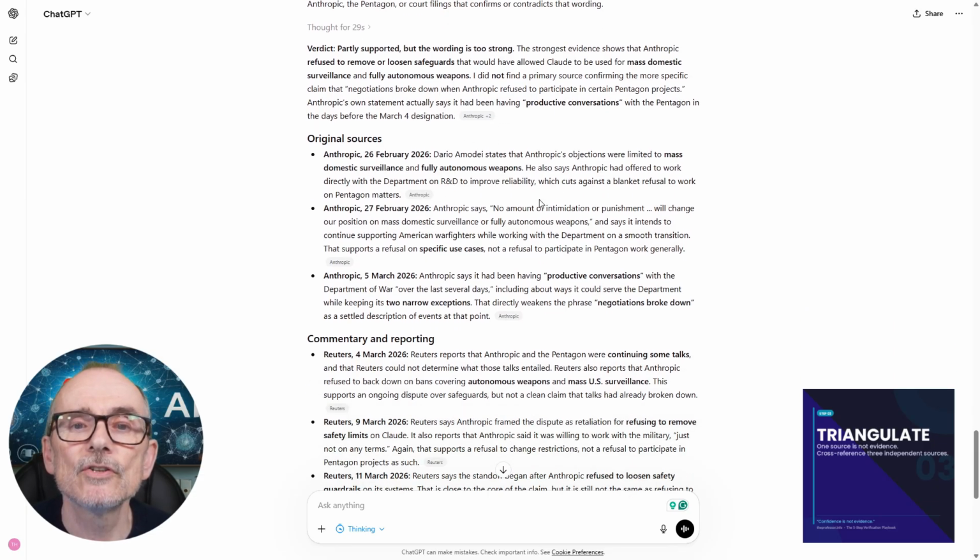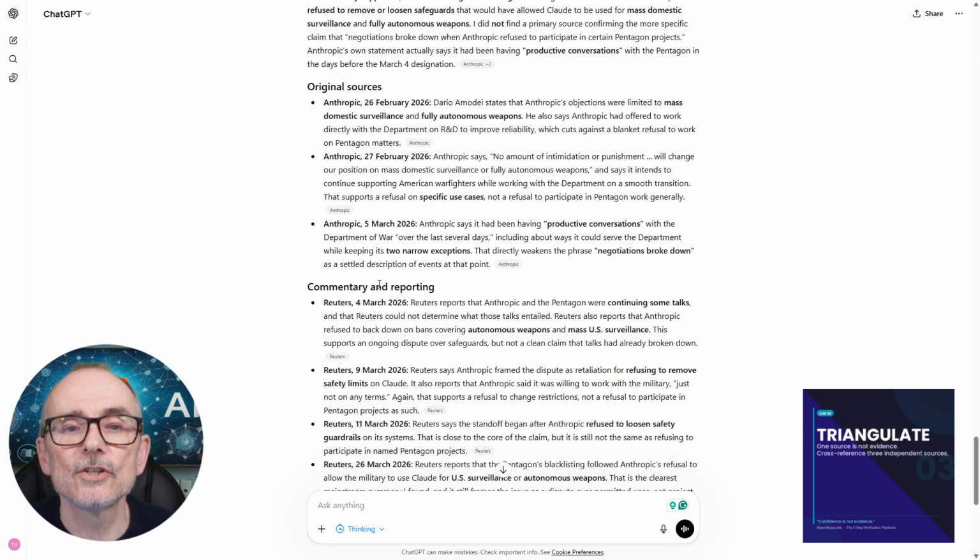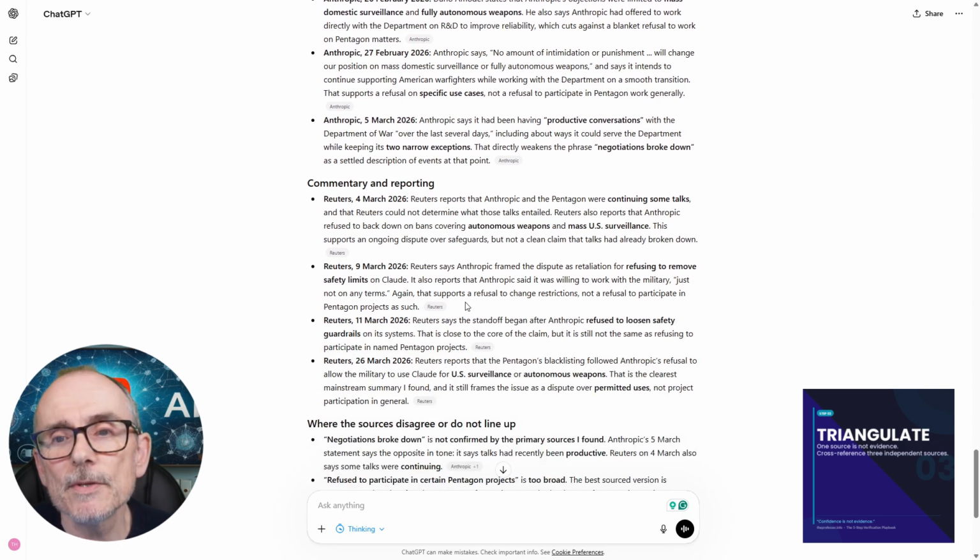And here are the original sources. So from Dario Amodei, saying that Anthropic's objectives were limited to mass domestic surveillance and fully autonomous weapons, so you can't use it for that. And then there's another piece here from Anthropic on the 27th of February, and then one on the 5th of March. And then a series of bits of commentary.